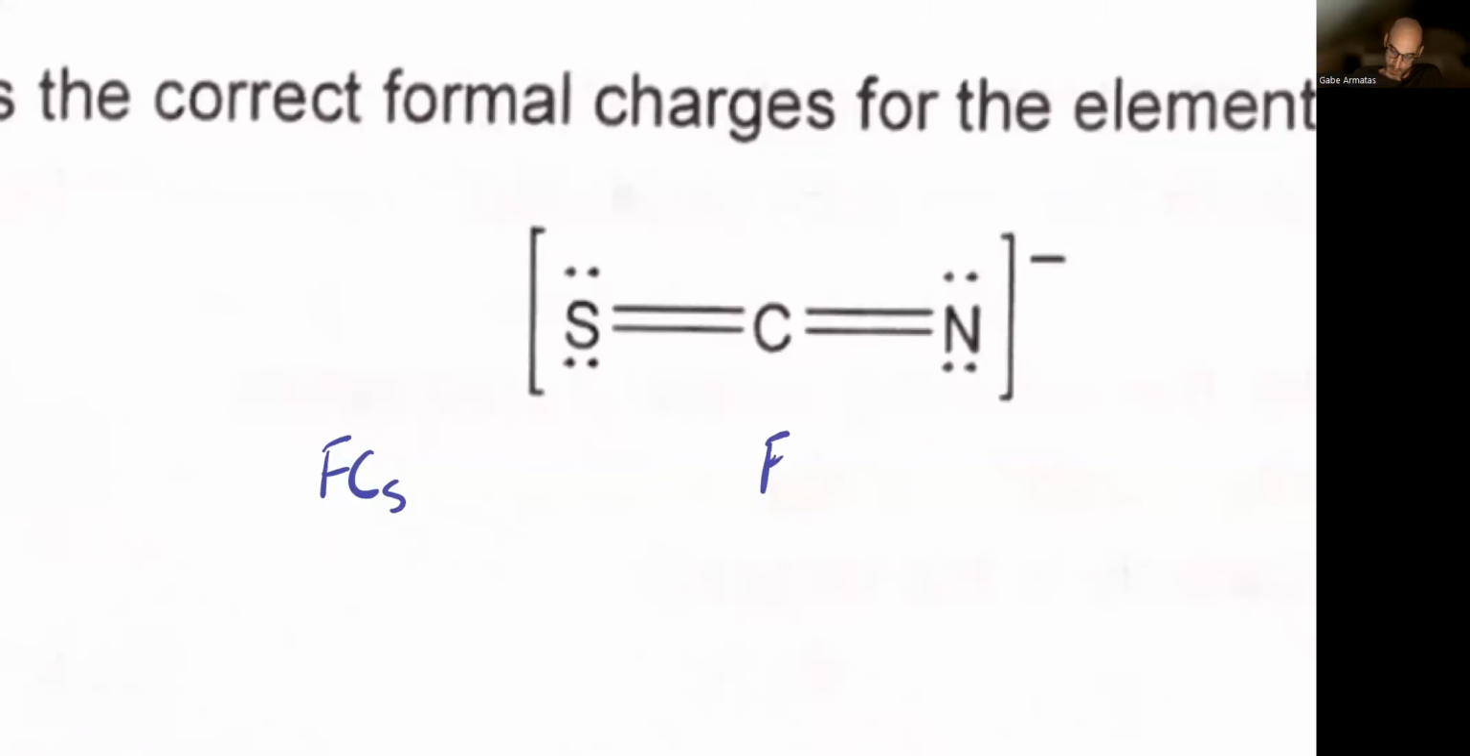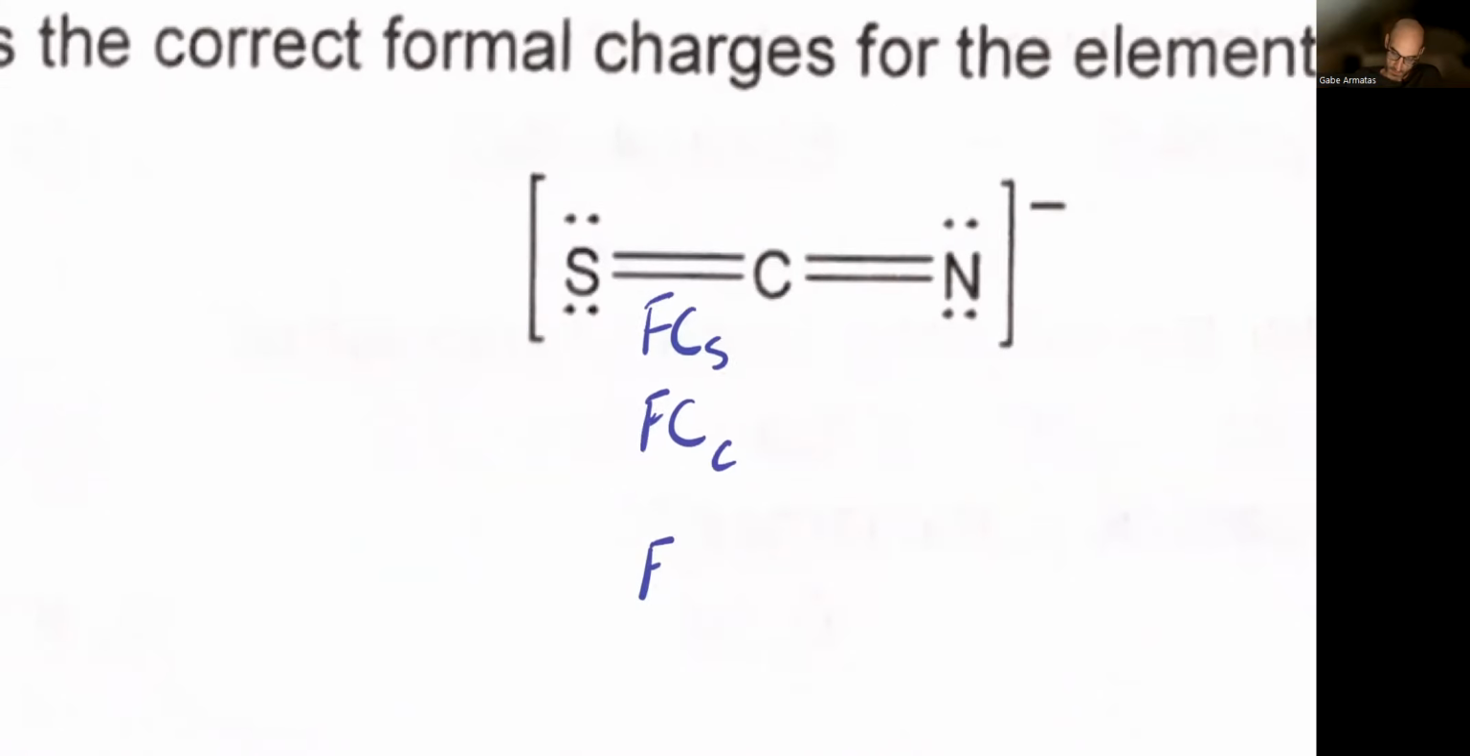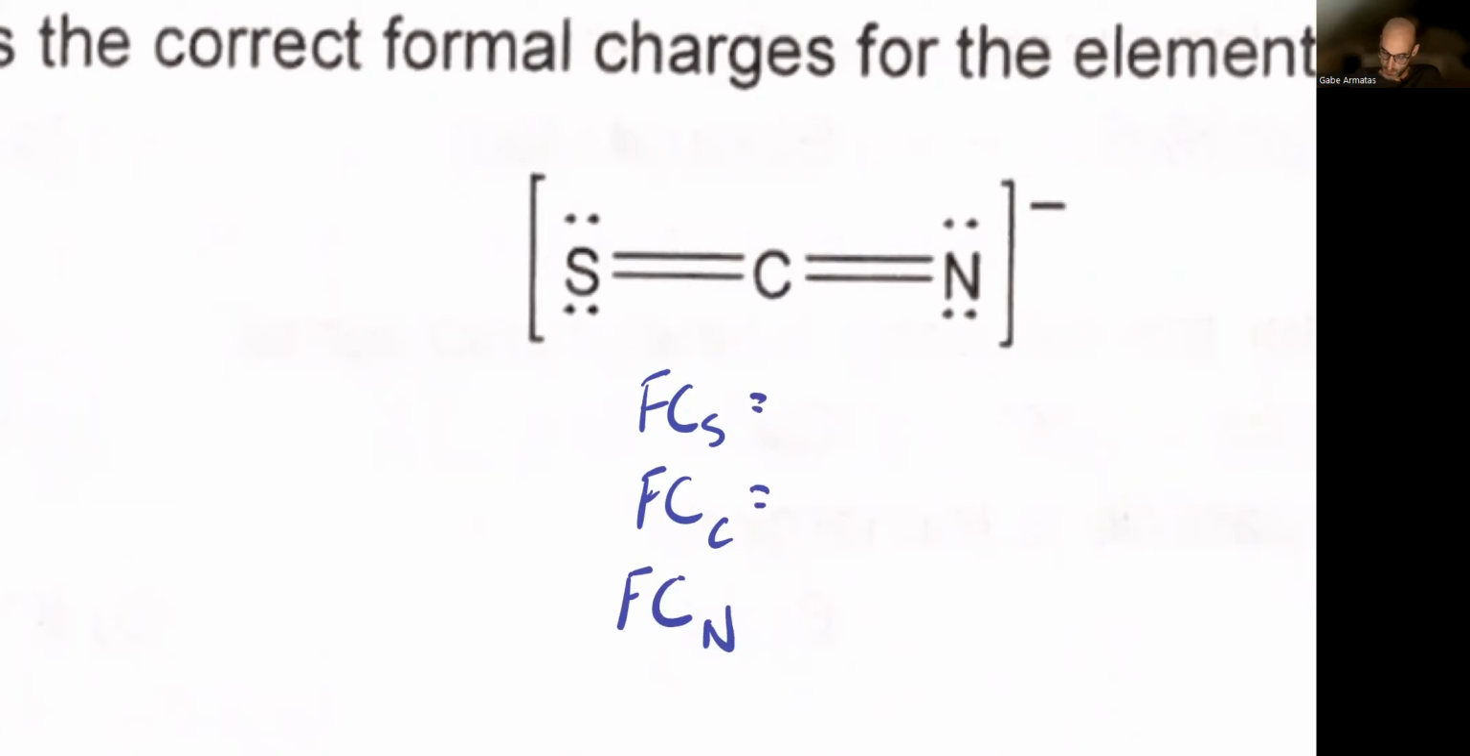So what is the formal charge of sulfur? What is the formal charge of carbon? What is the formal charge of nitrogen? Give myself a little more room. So all of these, here we go. And we'll put it on the atom after, but just so we can show the calculation down here. Formal charge of nitrogen.